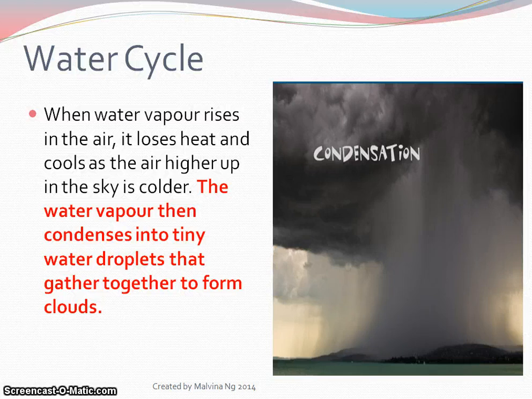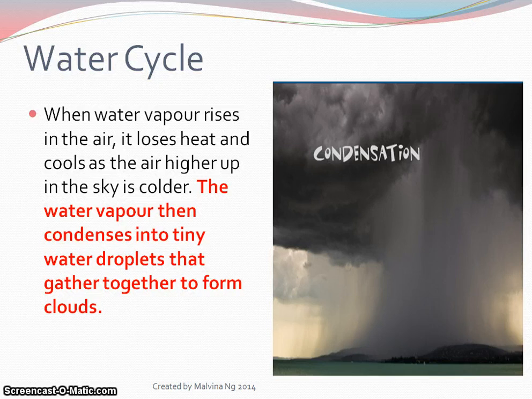When water vapor rises into the air, it loses heat and cools as the air higher up in the sky is colder. The water vapor then condenses into tiny water droplets that gather together to form clouds.